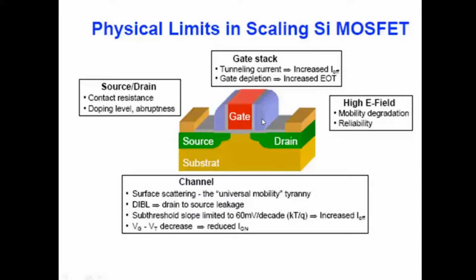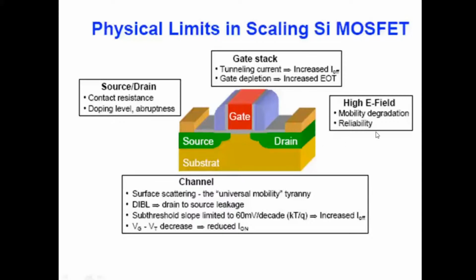Look at the gate stack. Thus, the silicon dioxide is scaled to a level which is around 1 nanometer thickness. This results in tunneling current from the channel to the gate, thereby increasing the off current of the MOSFET. It also results in another phenomenon known as gate depletion under the gate, which tends to increase the effective oxide thickness, resulting in a decrease in Ion compared to the expected scaled Ion.